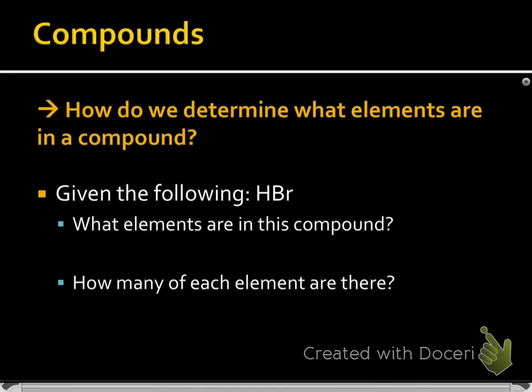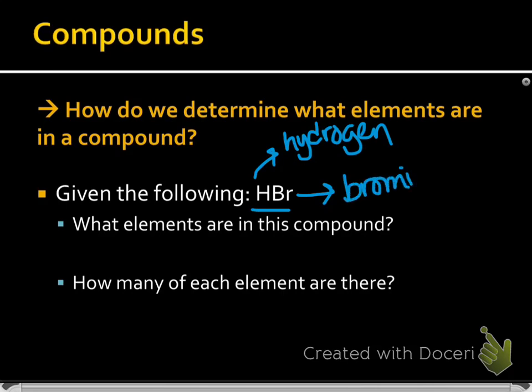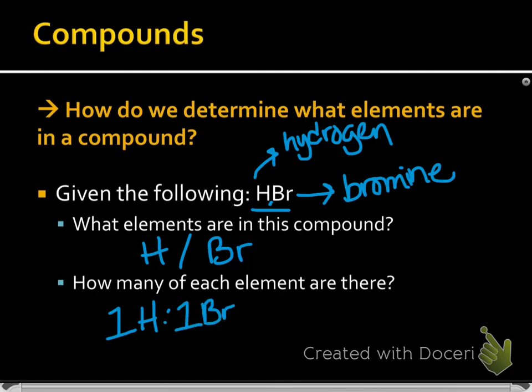So how do we determine what elements are in a compound? So let's look at this one. We're given HBr. Hopefully you guys all know that H is hydrogen. And Br is bromine. Okay? So we have hydrogen and bromine. So now I want to know how many of each element there are. Well, if we look back up here, we don't see any numbers, right? So there's 1 hydrogen and 1 bromine.